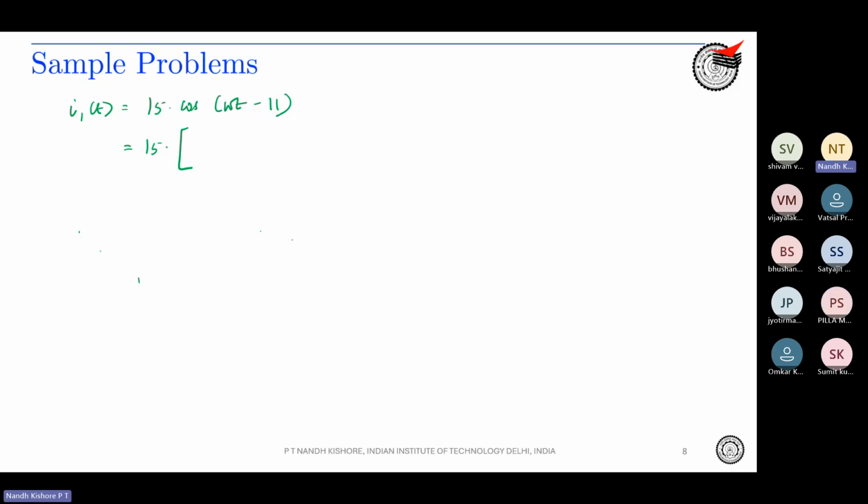What is cos of a minus b? Cos a cos b plus sin a sin b divided by 2, correct? Is this fine? So why divide by 2?